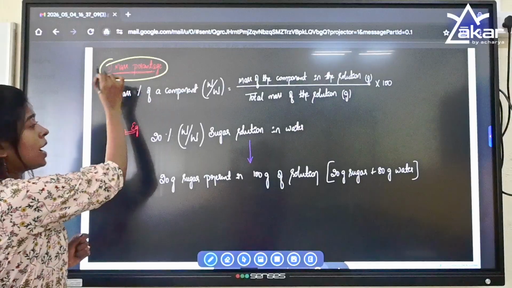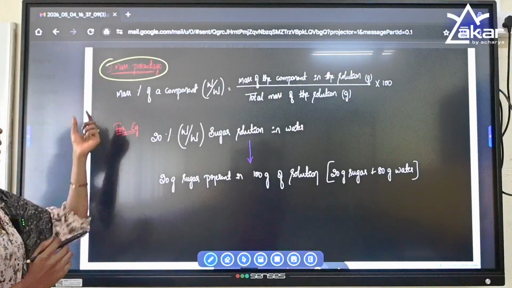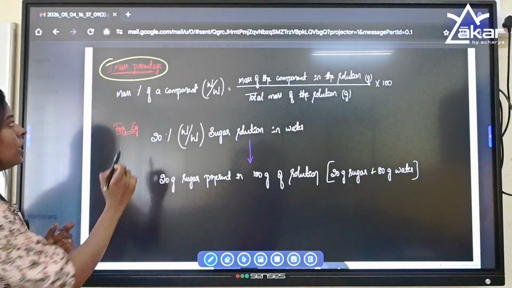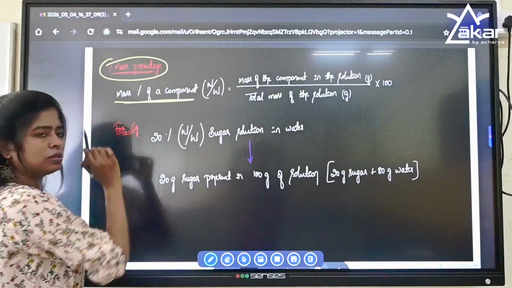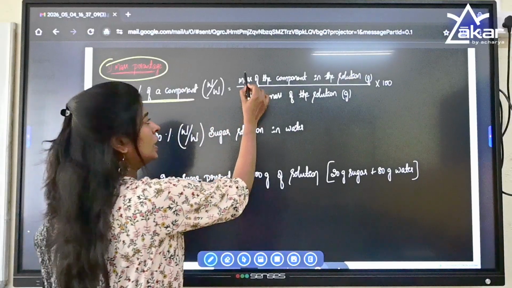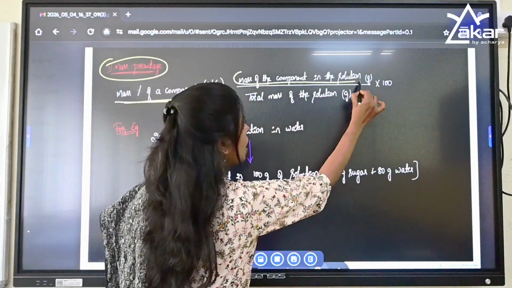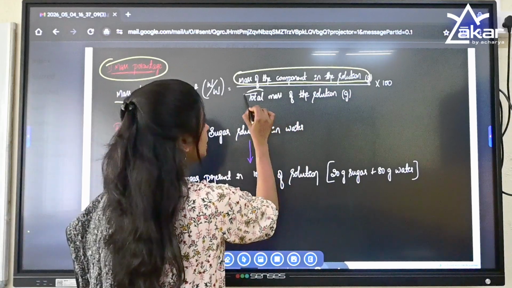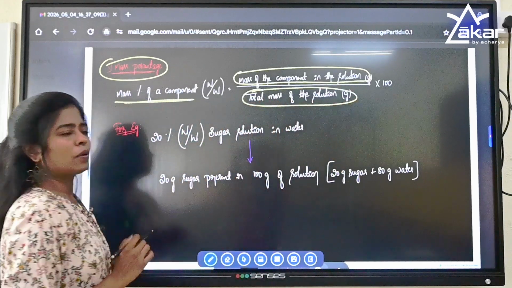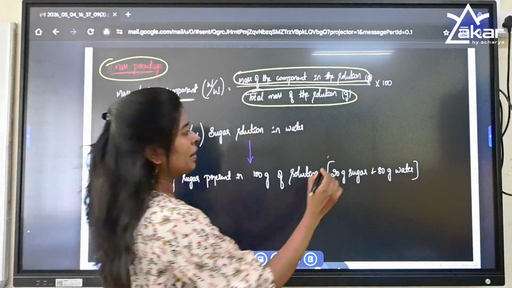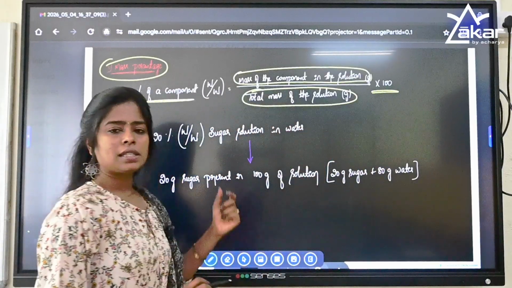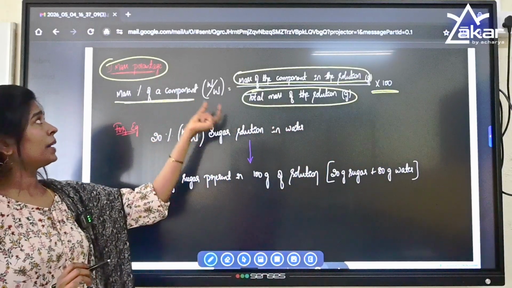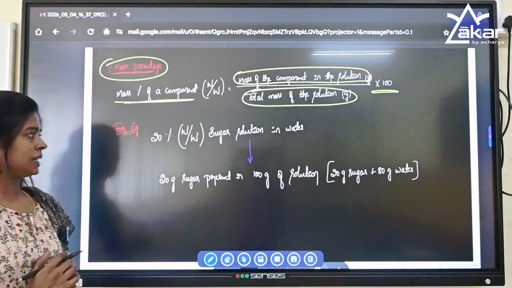First one is mass percentage. How can you define this mass percentage? Mass percentage of a component is equal to the ratio of mass of the component in the solution in grams divided by total mass of solution, into 100. This is how we write the mathematical expression for mass percentage.